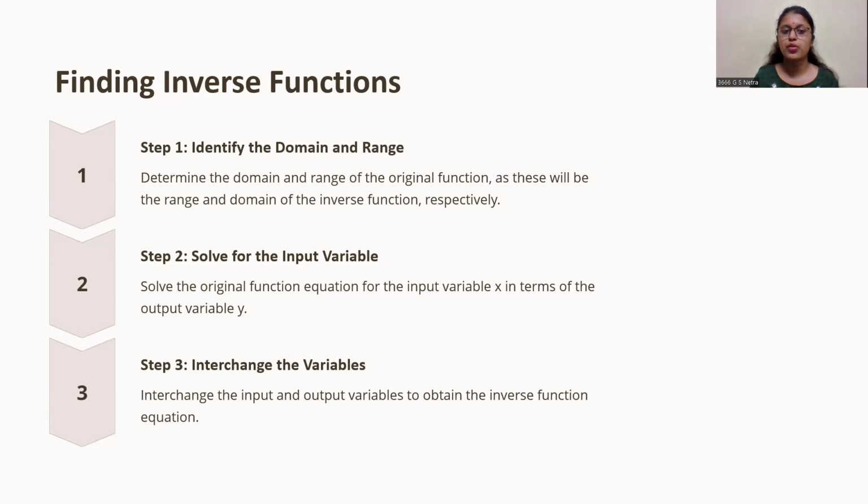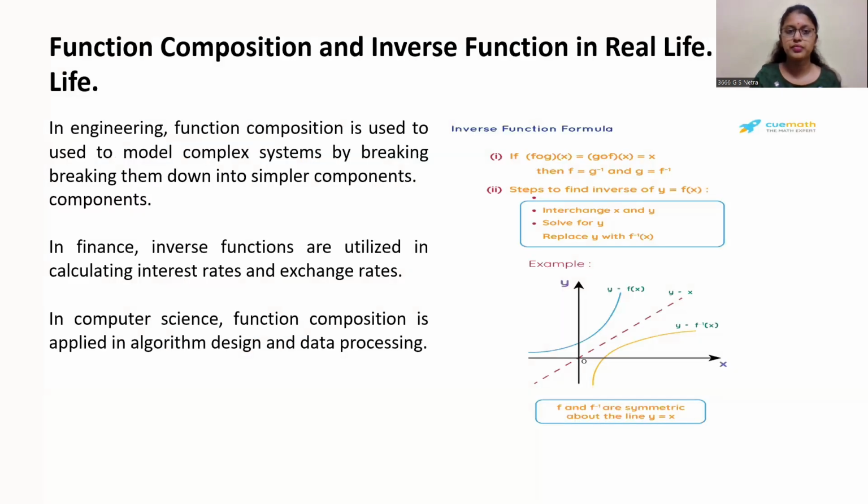Next, step two is to solve for the input variable, that is, we need to solve the original function equation for the input variable x in terms of the output variable y. Next, the third step is to interchange the variables. That is, we need to interchange the input and the output variables to obtain the inverse function equation.